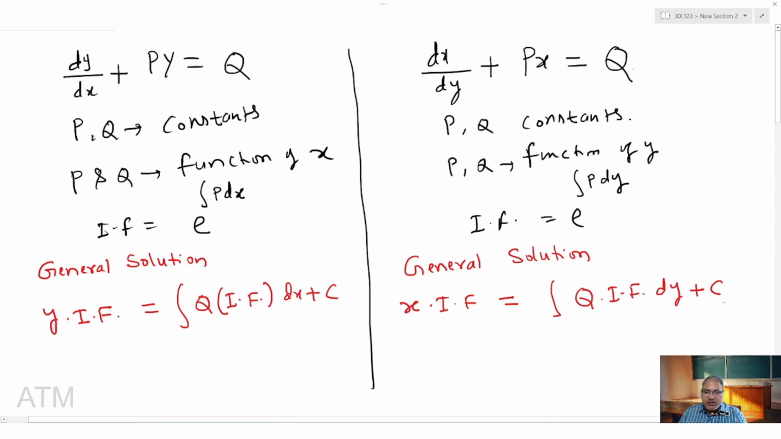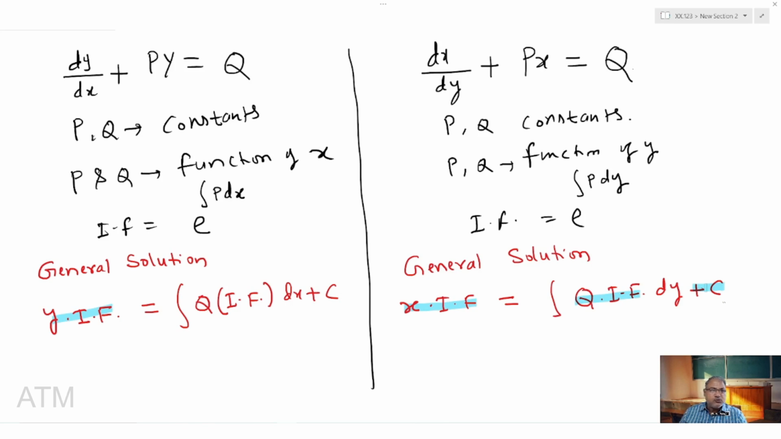So the general solution for case 1 is given by y multiplied by integrating factor equals integration of q into integrating factor with respect to x plus c. So this is the general solution of case number 1. And for case number 2, in place of x, y will come, and in place of y, x will come. So for case number 2, the general solution is x into integrating factor equals integration of q into integrating factor, and the integration is with respect to y, plus c. So these are the two very basic forms of linear differential equations.